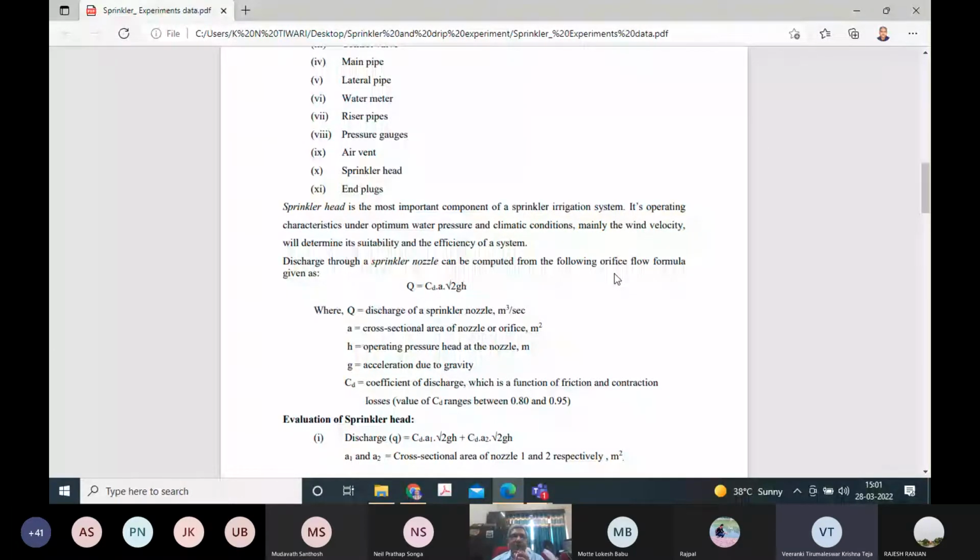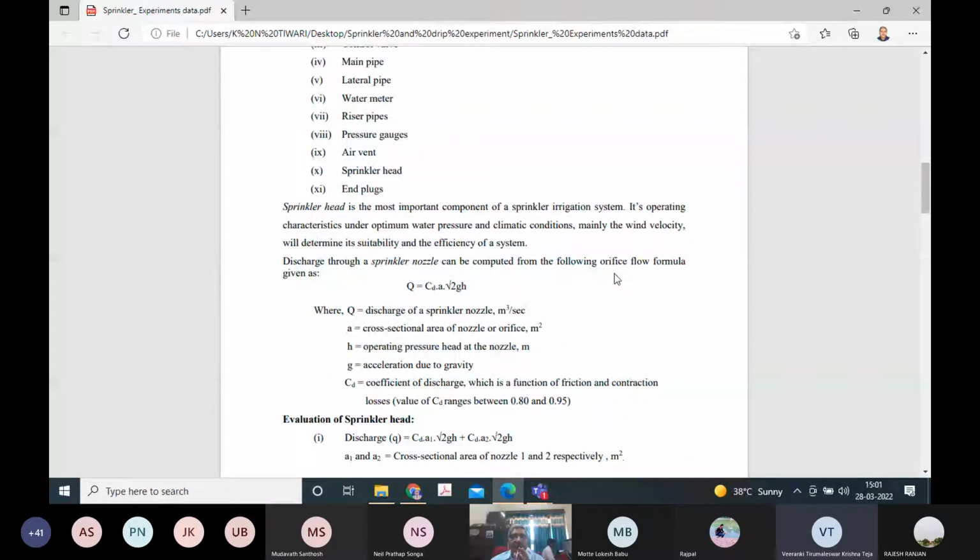So one of the evaluation parameters is the discharge of a sprinkler head, or discharge through a sprinkler nozzle. At what pressure it is being operated? H is nothing but the pressure head, and it is an orifice flow formula. Simply, it is an orifice flow formula.